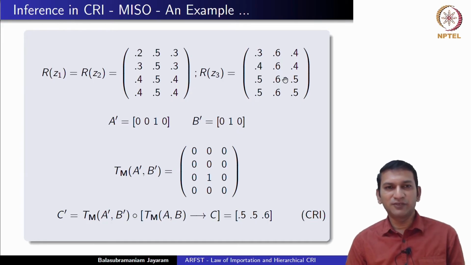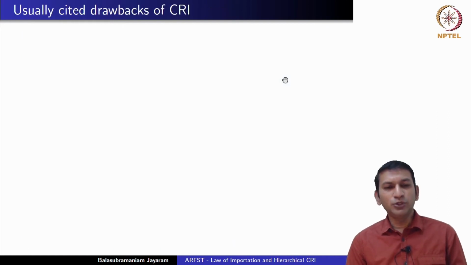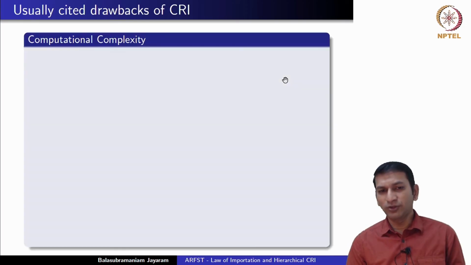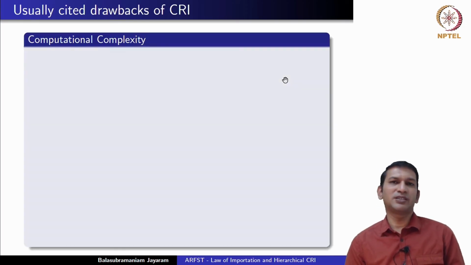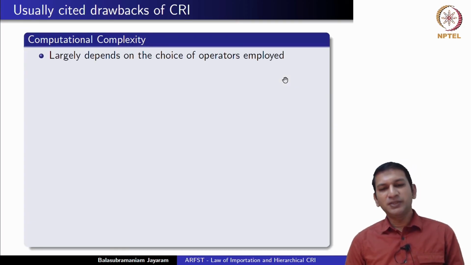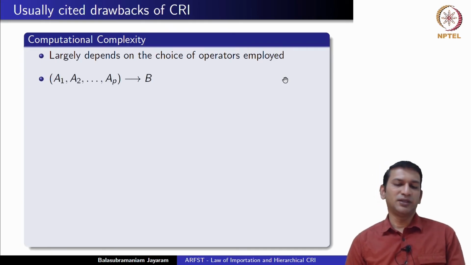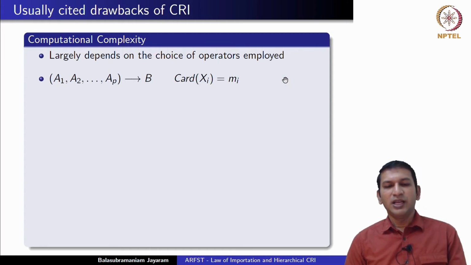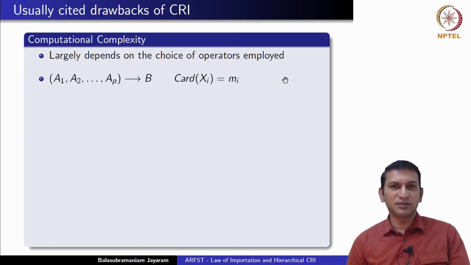Clearly we understand that when we have multiple rules, it gets even more cumbersome. Some of the usually cited drawbacks of CRI are as follows. Firstly, the computational complexity. Of course, it depends on the choice of operators employed, but let's look at it in terms of the number of operations required. So now we have a p-dimensional input and a single consequent, a single output. Assume that each of the xi's has cardinality mi, that's the discretization granularity that we consider.